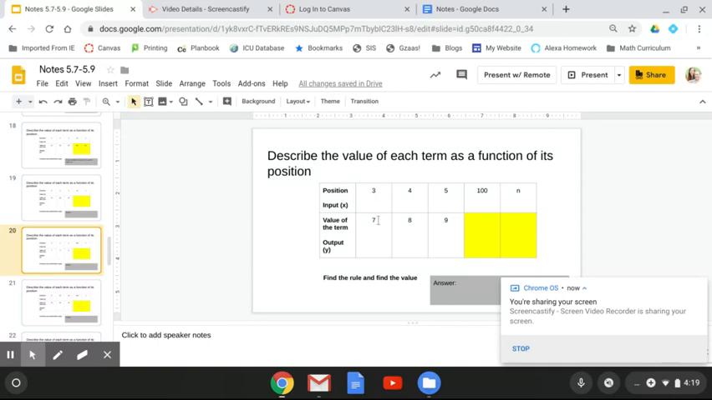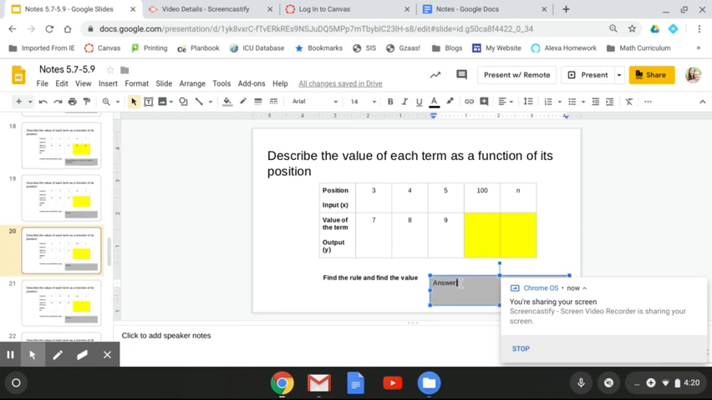Well, to get from 3 to 7, I would do 3 plus 4. To get from 4 to 8, I would do 4 plus 4. From 5 to 9, I would do 5 plus 4. So each time you're adding 4 to the input. And that would look like n plus 4.